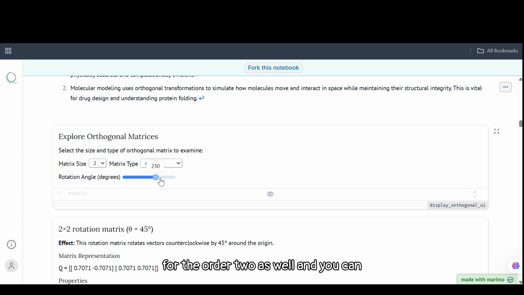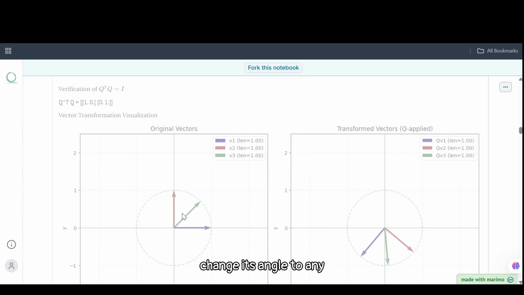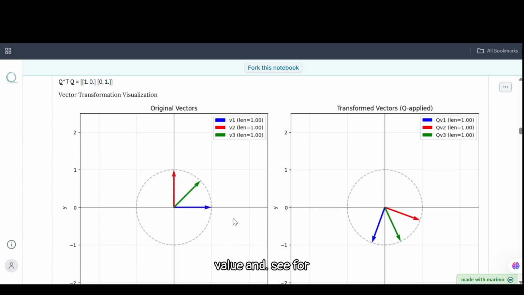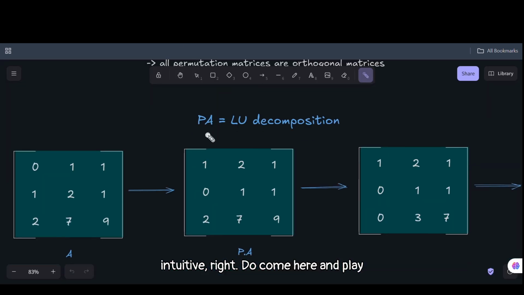You can do this for order 2 as well, and you can change the angle to any value and see for yourself, right? So do play around yourself to make the concept more intuitive. Do come here and play around yourself.